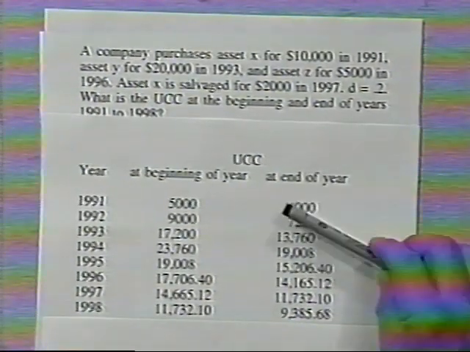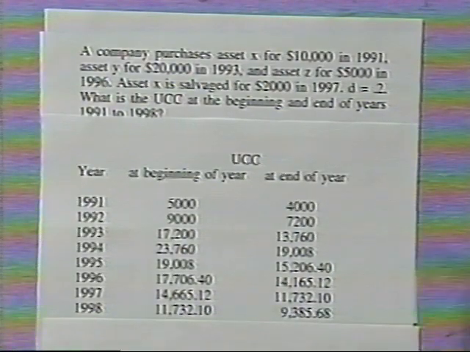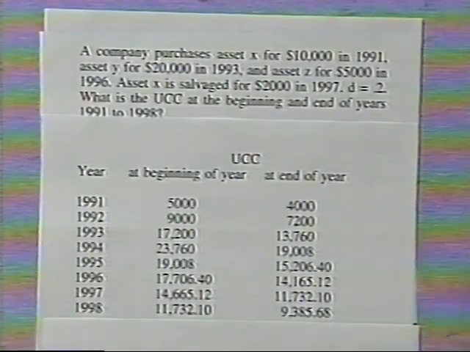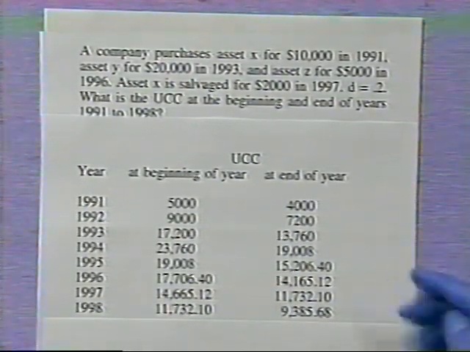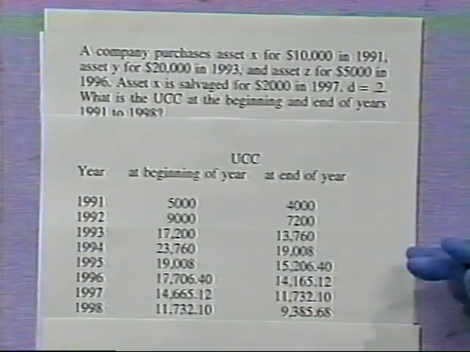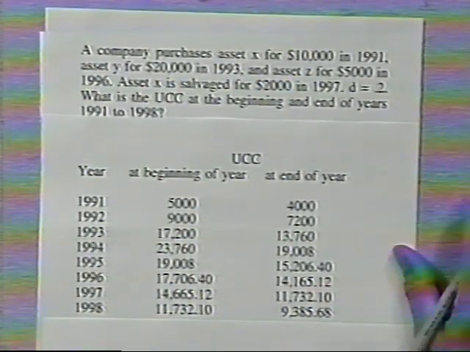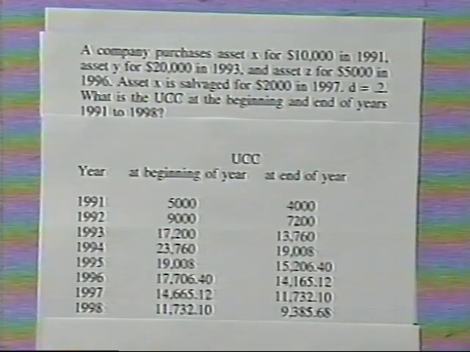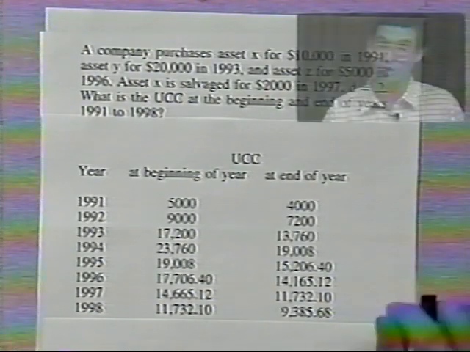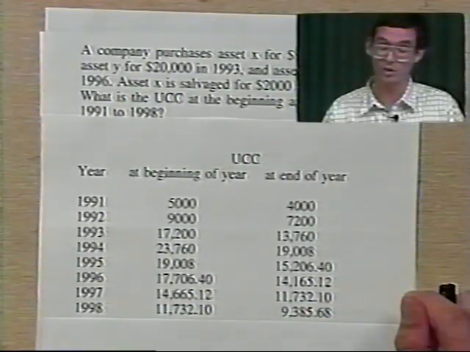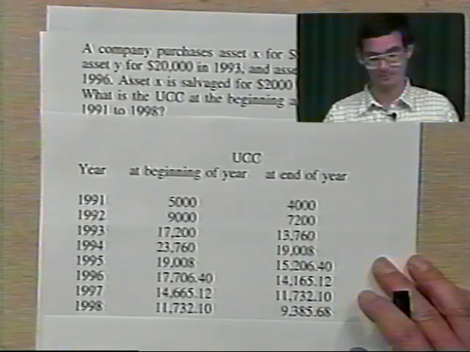So keeping track of the UCC is perhaps a little bit complicated, but the principles are fairly straightforward. For assets you purchase, you increase the UCC by half the value in the year of the purchase, and the other half the subsequent year. For assets that are salvaged or sold, you decrease the UCC by their full amount in the year in which that sale or salvage takes place.